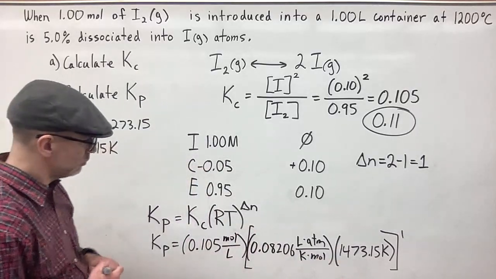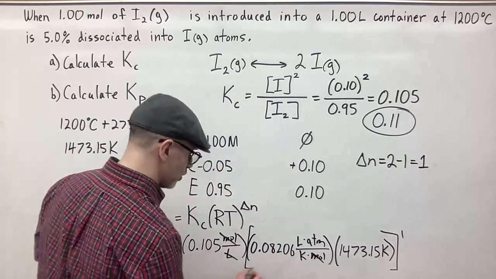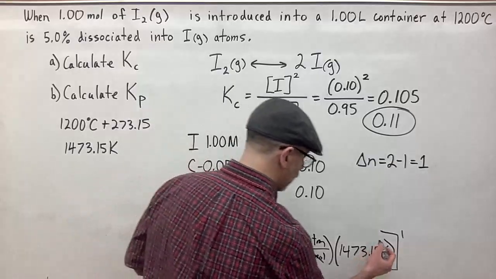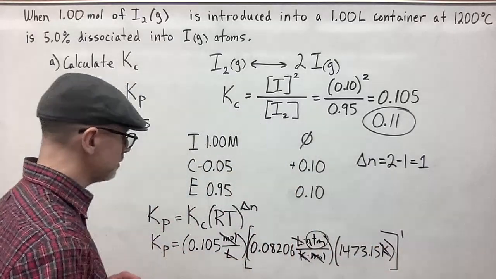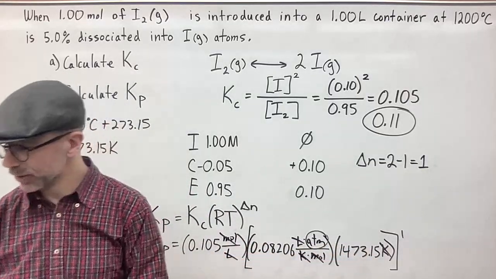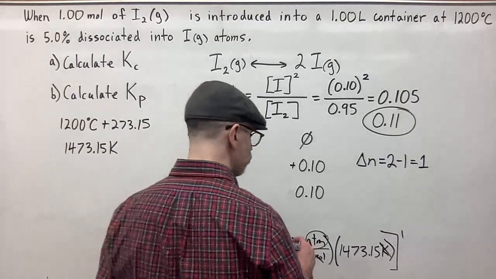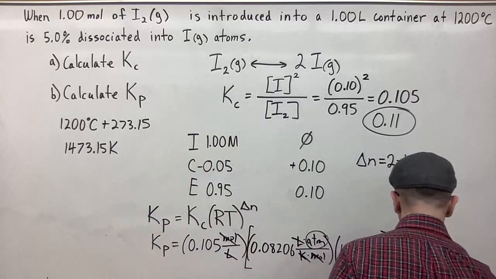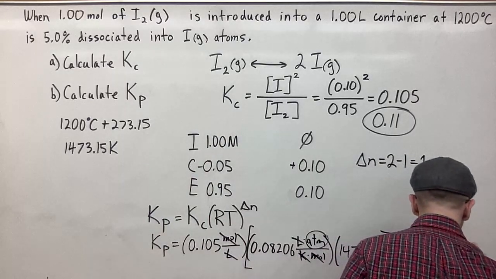And so now we have moles canceling out, liters cancels out, Kelvin cancels out, and we have atmospheres left. And so now all we have to do is calculate this with our calculator, and we get 1.272. So Kp is equal to 1.272 atmospheres.